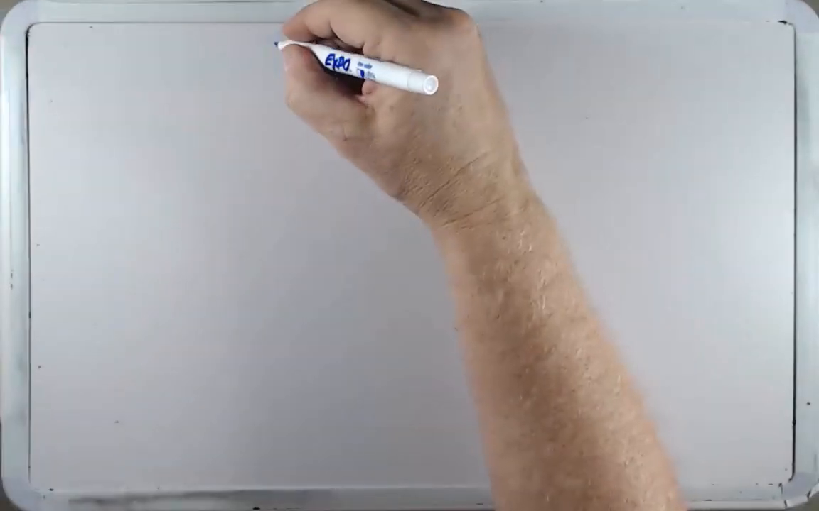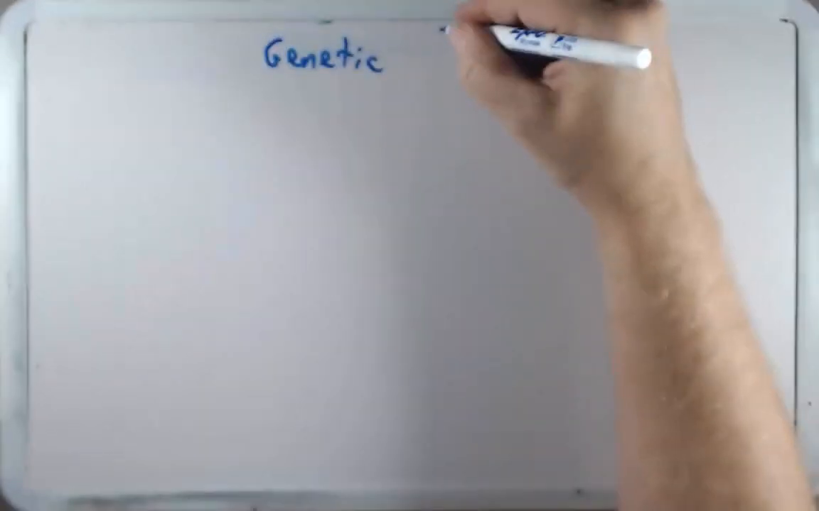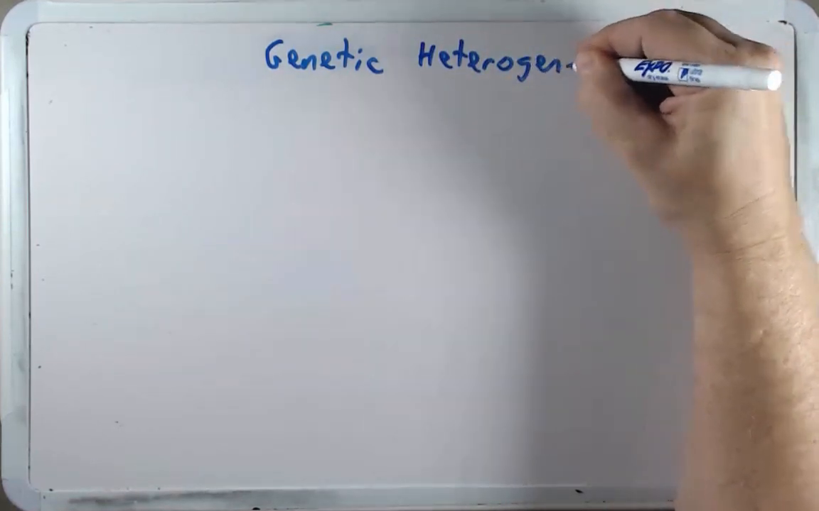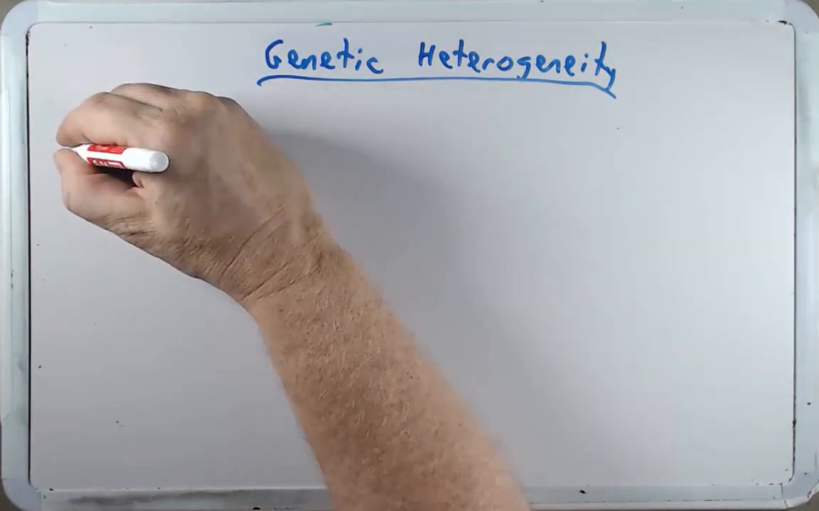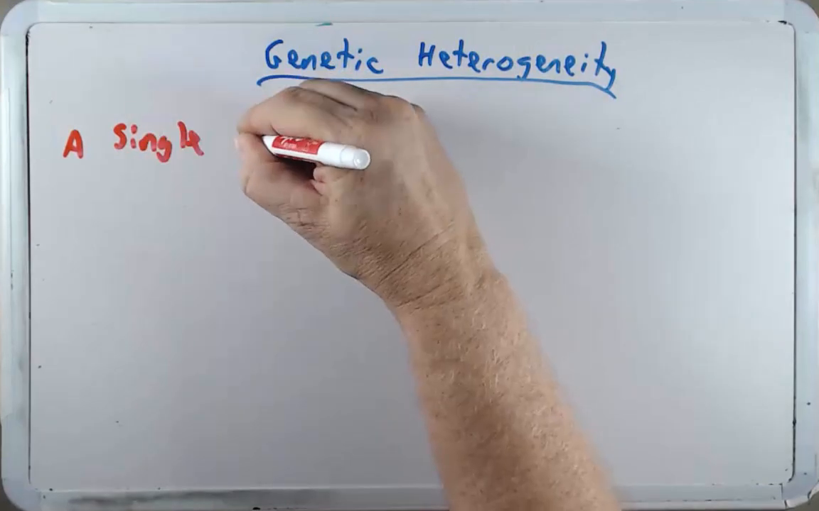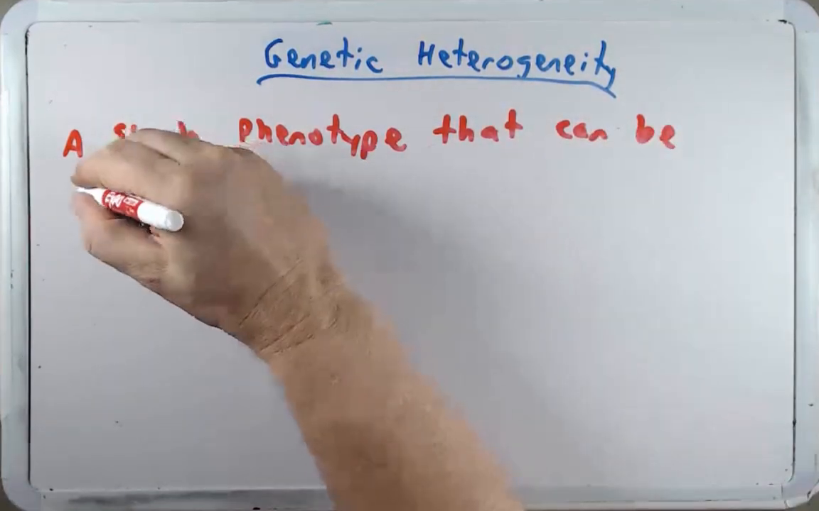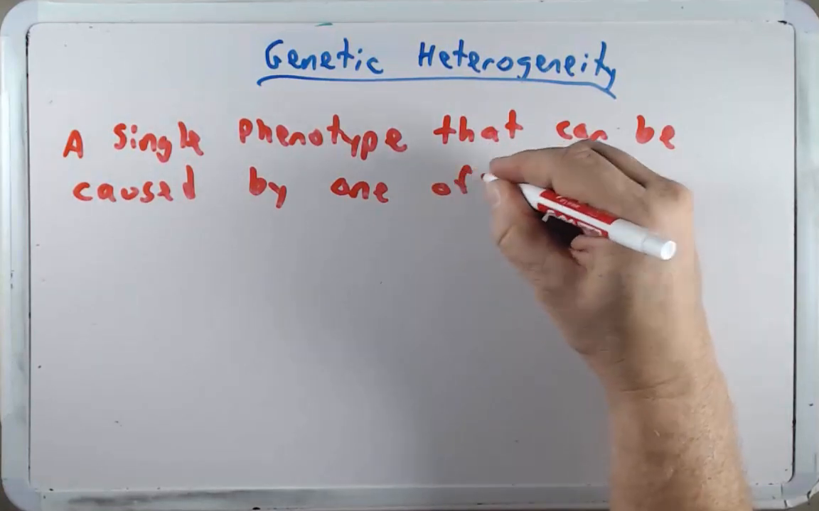All right, the last extension of Mendel's rules for this podcast will be genetic heterogeneity. This is kind of the opposite of pleiotropy. Remember, pleiotropy is when you have one mutation that causes several different phenotypes. A working definition for genetic heterogeneity is that a single phenotype can be caused by one of several genes.